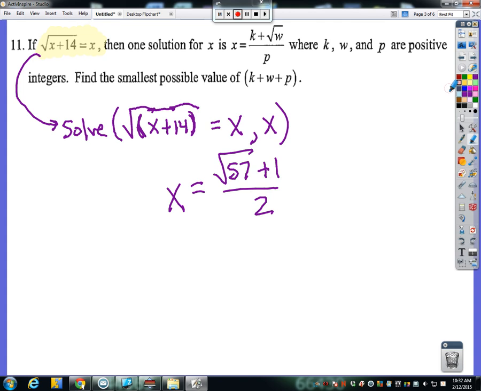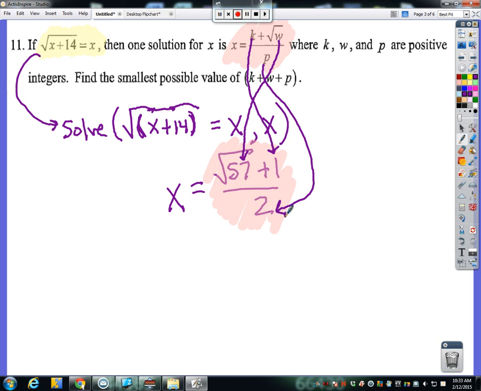Now, that answer that we've got right here is pretty similar to the form that they said we should expect our answer to be in, except they said k plus root w. We really have root 57 plus 1. So really the k is the 1, the w underneath the square root is the 57, and the p, the denominator, is the 2. So what do they want to know in the end? What is the sum of those three numbers?